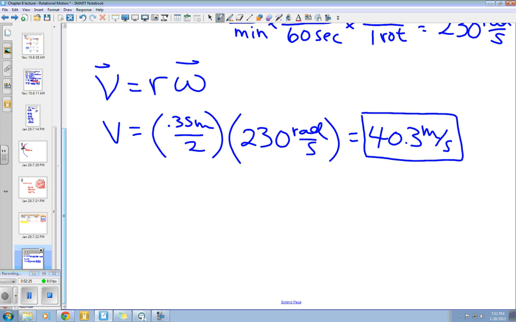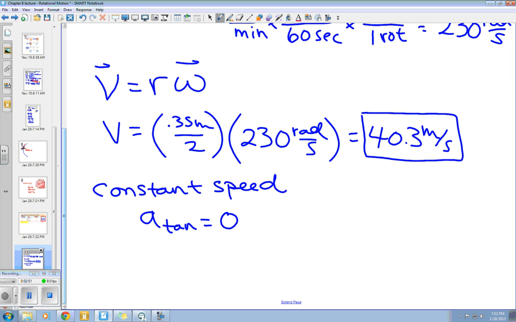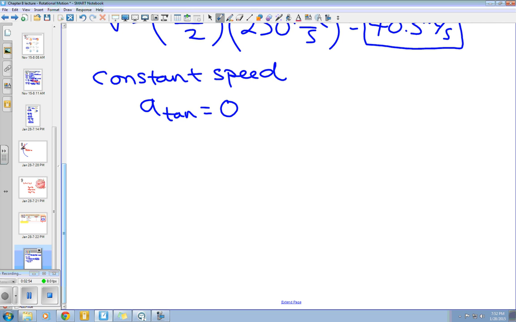Next, it asks for the acceleration of that point. We know that this is going at a constant speed. So since it's going at a constant speed, that particle is going at 40.3 meters per second for the whole time. Therefore, our tangential acceleration is equal to 0. However, it is moving in a circle, so our radial acceleration is not 0. And we need to find the radial acceleration.